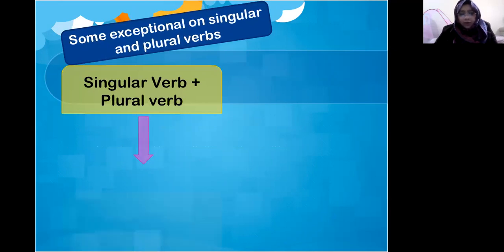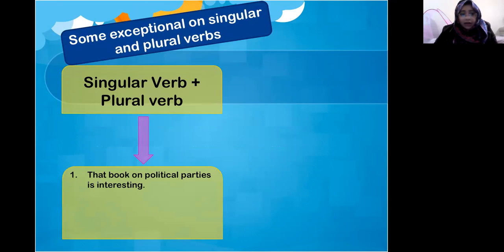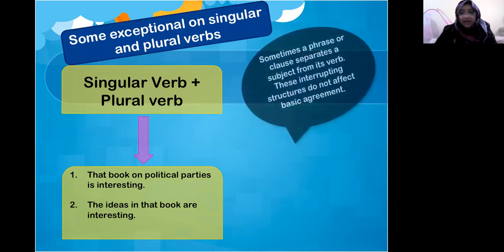Singular verb plus plural verb, we will see. Suppose that book on political parties is interesting. That book on political parties is interesting. The ideas in the book are interesting. Now see the difference here.